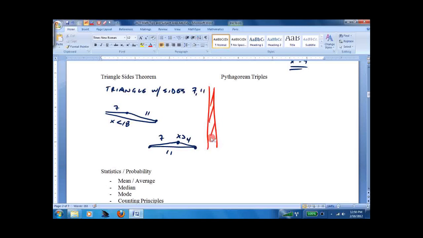Pythagorean triples pop up all over. The most common are 3, 4, 5, and there's more than that. We'll come back to that. 5, 12, 13, 7, 24, 25, 8, 15, 17, 9, 40, 41. And they'll often do multiples, so multiples also work. 6, 8, 10, 9, 12, 15, so on and so on.